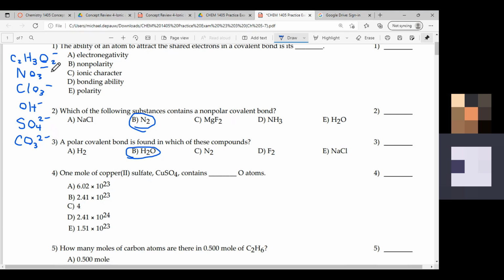C2H3O2 with the -1 charge. And then there's phosphate, PO4, with a -3 charge. The last one is the positive polyatomic ion you have to have memorized, and that's ammonium. As I said, ionic compounds can either have ammonium, or they can have a metal. It's going to be either ammonium or a metal and a nonmetal. That'll be what you'll see for ionic compounds.